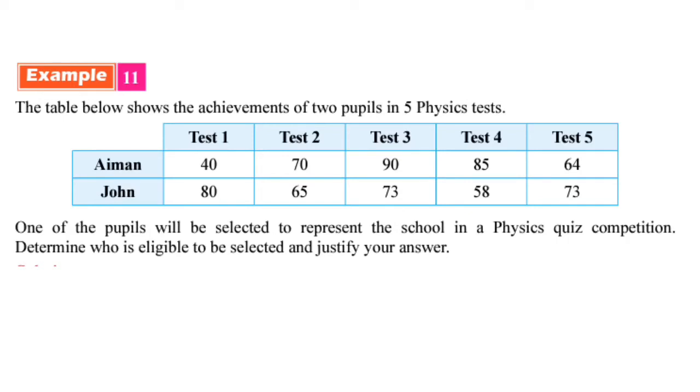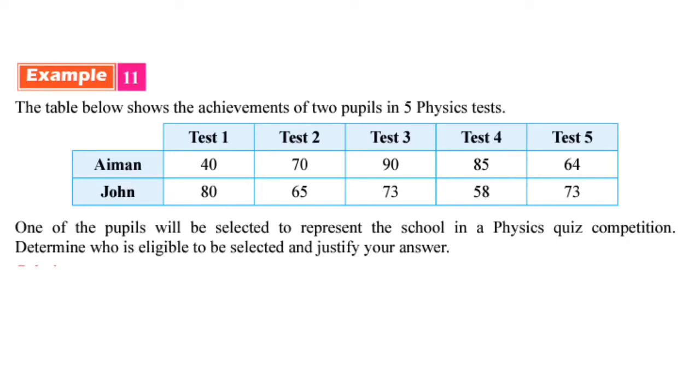Then you find the standard deviation for John. You take the marks 80 squared plus 65 squared plus 73 squared plus 58 squared plus 73 squared, over 5. Then minus 69.8 squared, and then you square root. So the standard deviation is 7.574. We will choose based on the smaller standard deviation. The smaller the better.